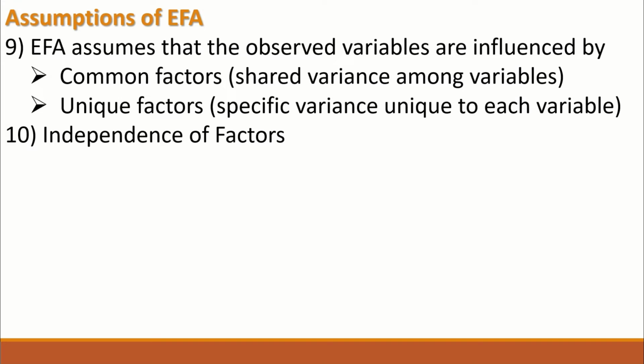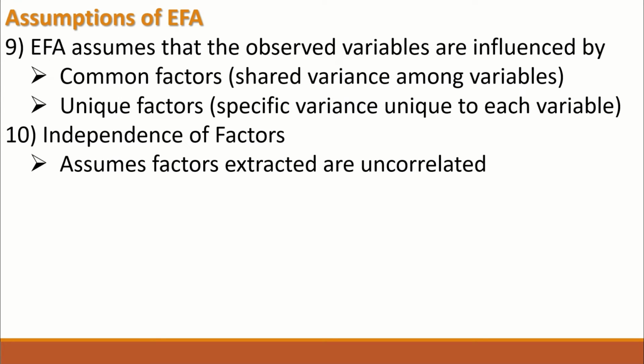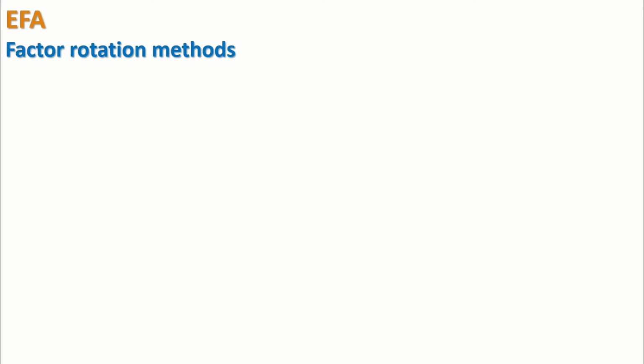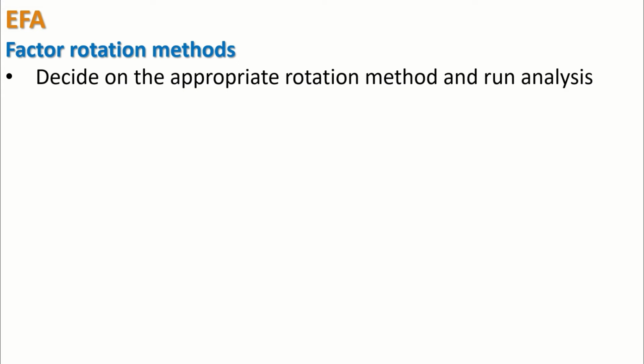And number 10 is the independence of factors. EFA assumes that the factors extracted are uncorrelated. If the factors are expected to be correlated, then confirmatory factor analysis can be used. Before performing the EFA, the factor rotation method has to be determined. Decide on an appropriate rotation method and then run the analysis.